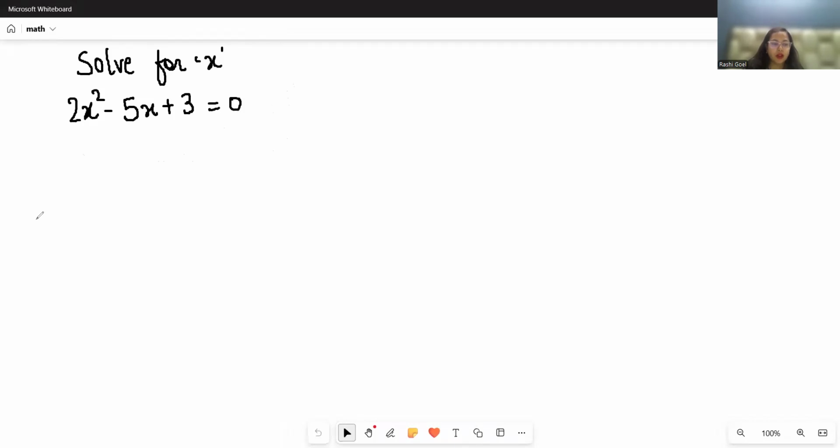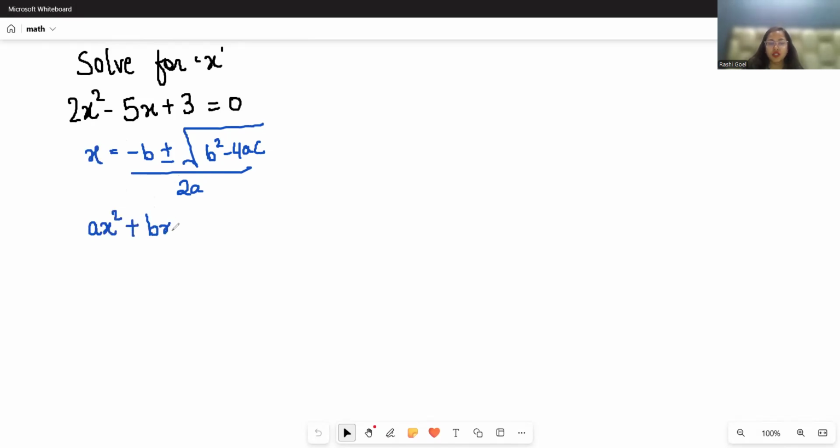The quadratic formula is x = (−b ± √(b² − 4ac)) / 2a. So we have to find the values of a, b, c. What students actually make a mistake on is that first we have to compare with the quadratic equation, which is in terms of ax² + bx + c = 0, and our equation is 2x² − 5x + 3 = 0.